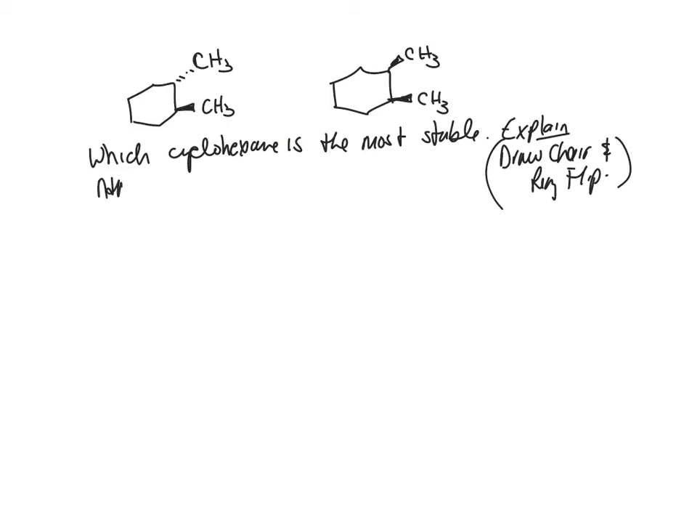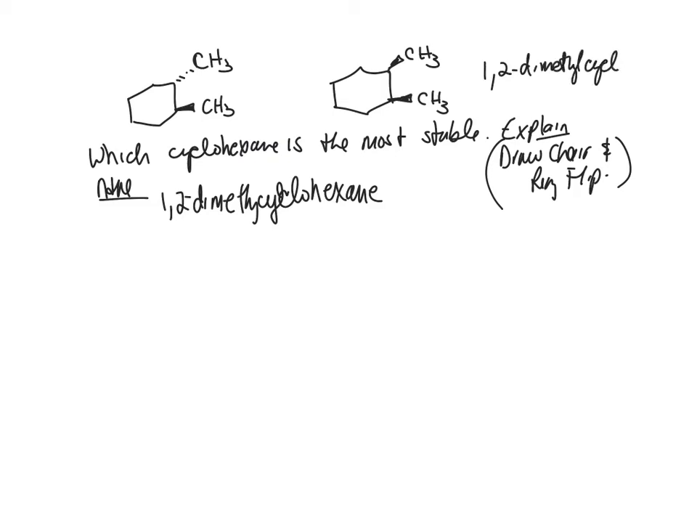So first, let's name these compounds. This one's 1,2-dimethyl cyclohexane. This one's 1,2-dimethyl cyclohexane. They both have the same molecular formula and the same connectivity, except what? Orientation in space. So the first one is trans, the second one is cis. So these are stereoisomers. All right, so which one is more stable?